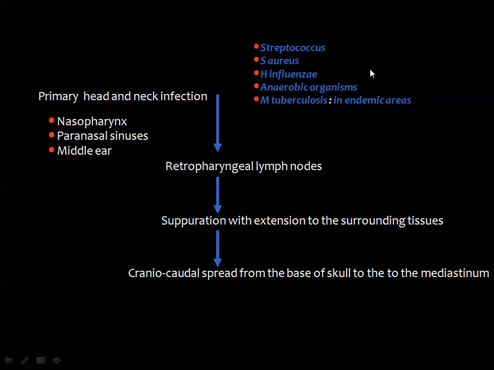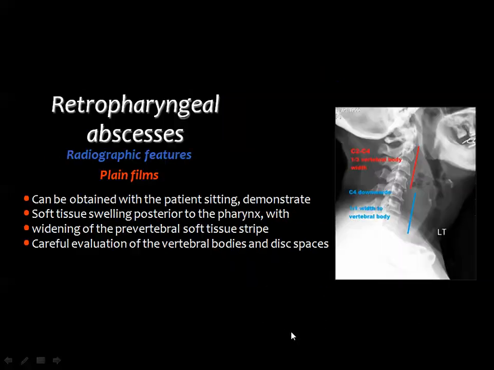The infective organisms are Streptococci, Staphylococcus aureus, Haemophilus influenzae, anaerobic organisms, and of course TB in endemic areas. These organisms may have access to the retropharyngeal lymph nodes, which are then inflamed and suppurated, and may extend in the craniocaudal directions to the skull base or down to the mediastinum.